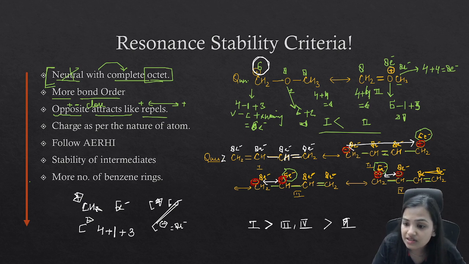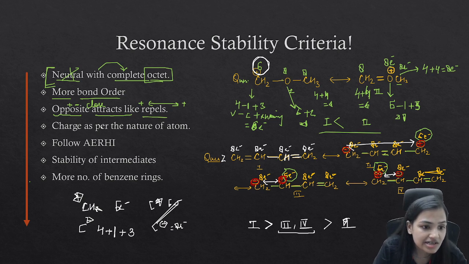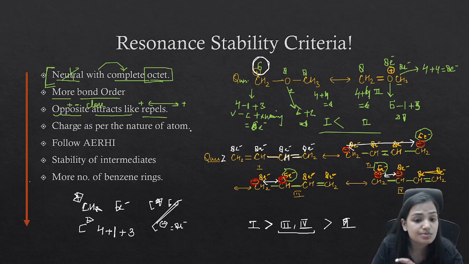Now out of the third and fourth, we have to decide what will be the order. Now this is what we have to decide. The question says that charge has to be as per the nature of the atom. Means if you are having a positive charge, the positive charge should be over the electropositive atom.